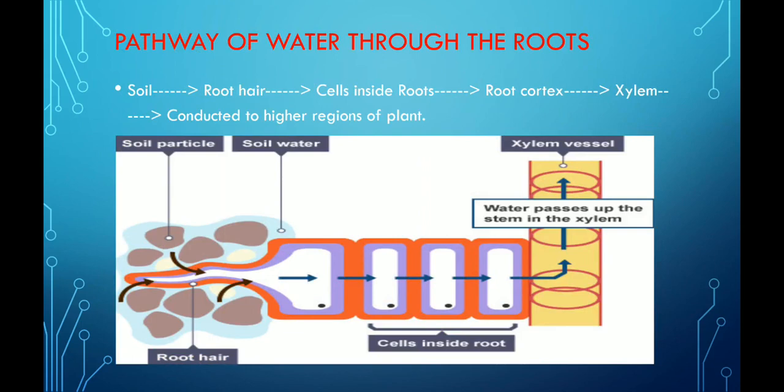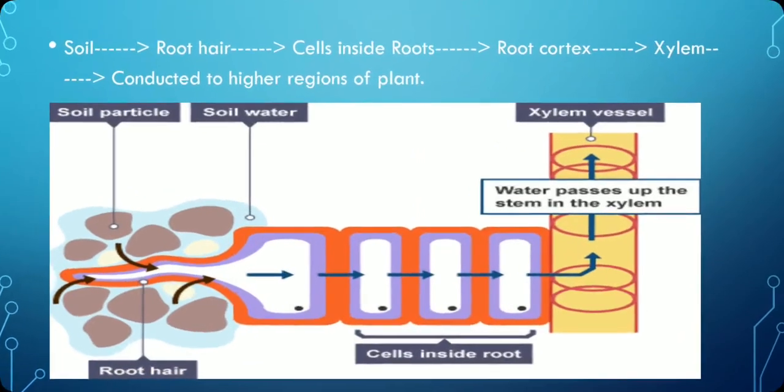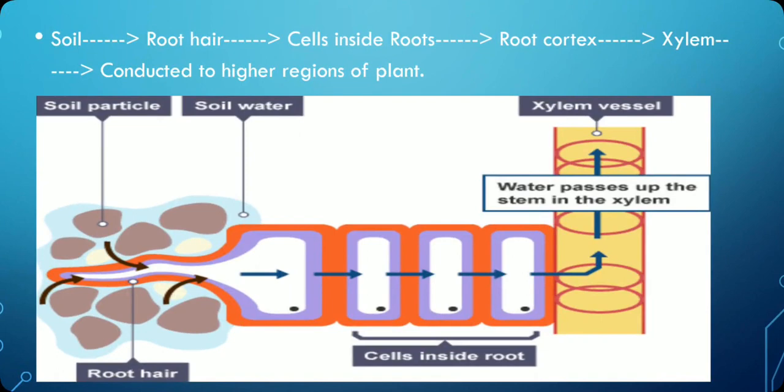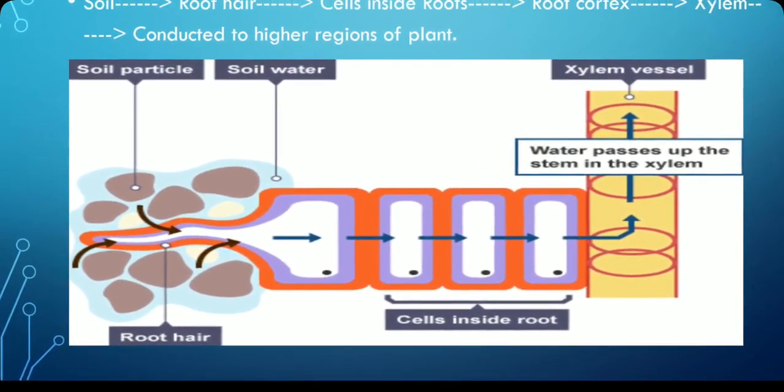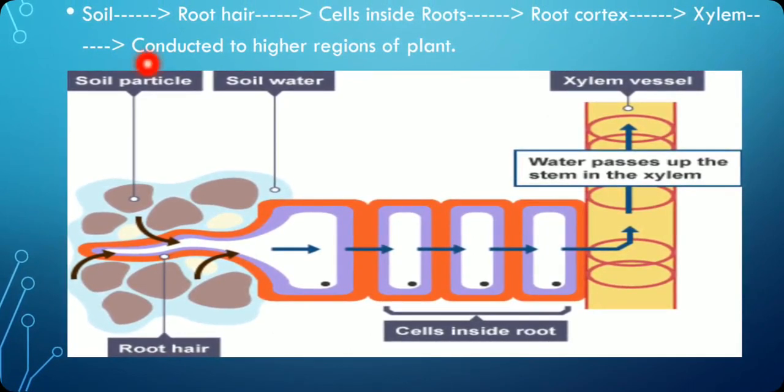Now, pathway of water through the roots. So here, how is water transported to the upper parts of the plant? So first, as you know, there is water in the soil, there is a water film in the soil. Okay, so from the soil, this water is transported to the root hair. Okay, as you can see, this is a root hair cell. So it just travels into the root hair cell by the process of osmosis.